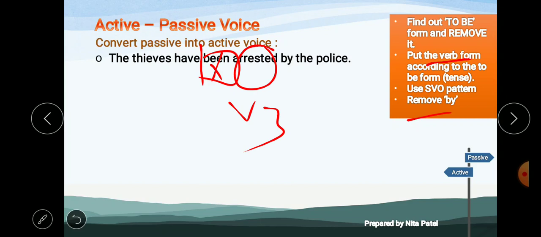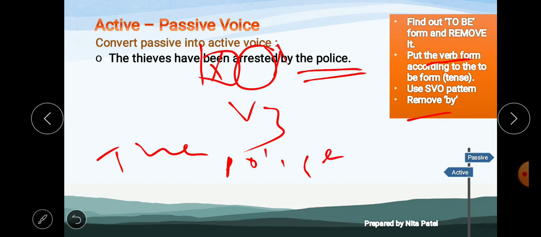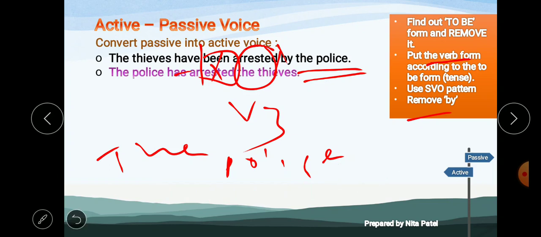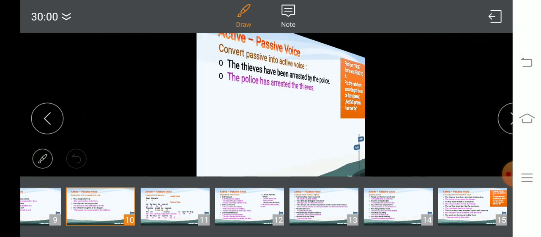So let's see. Now what is our subject? The police. We have to cut by. So our subject is the police. Is there any auxiliary? Yes, we have the auxiliary, that is have. But here the police is there, so the police has. We will cut this to be form, and in place of it we will put our verb form, that is arrested. The police has arrested the thieves. Let's see the answer reveal time. Yeah, the police has arrested the thieves.